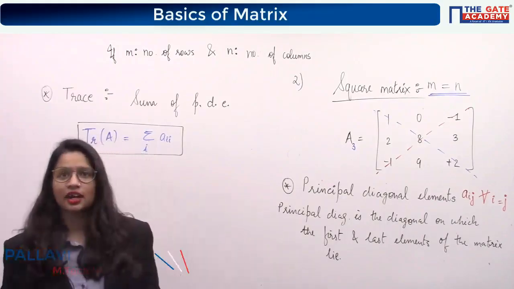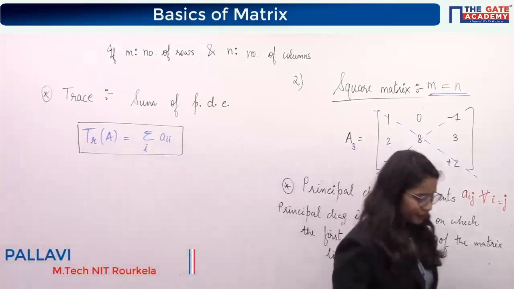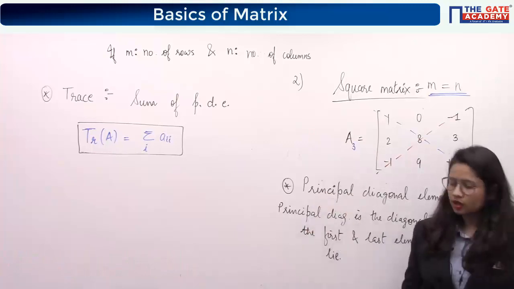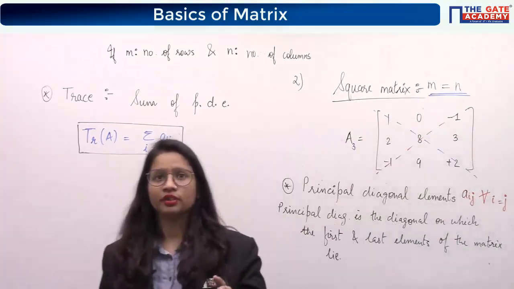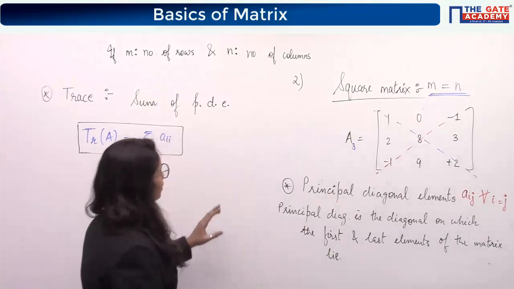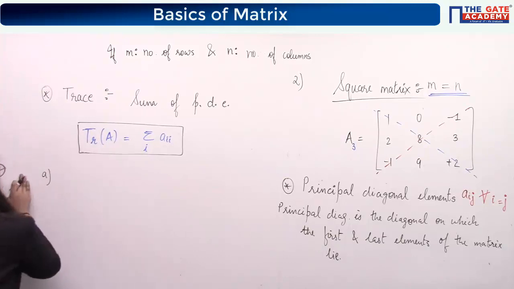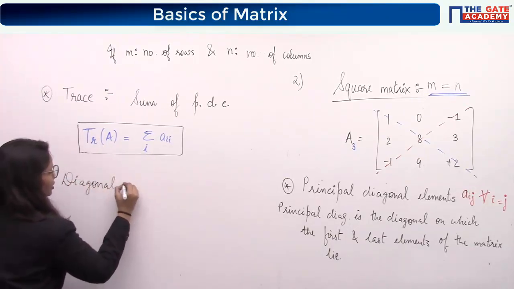So let's start with the lecture again. We have discussed the term trace, which was the sum of principal diagonal elements. Now I was talking about some types of square matrices. So the first one is the diagonal matrix.